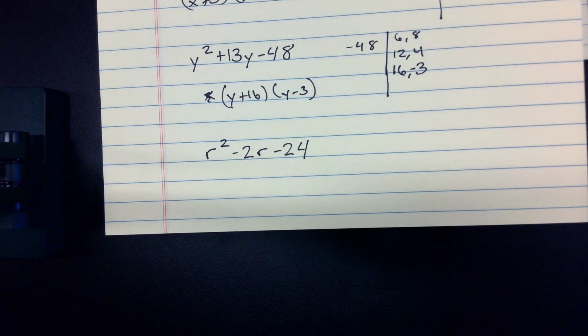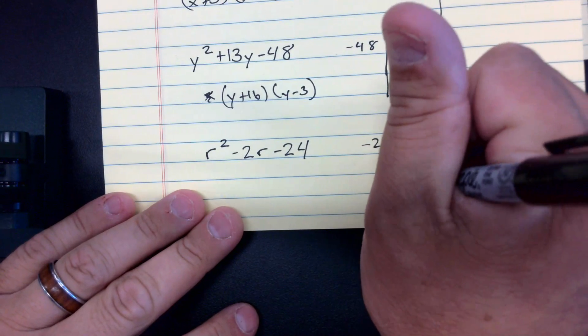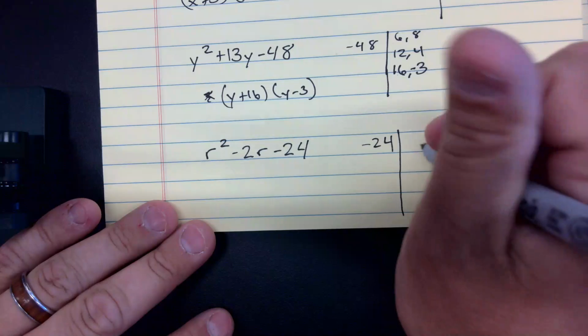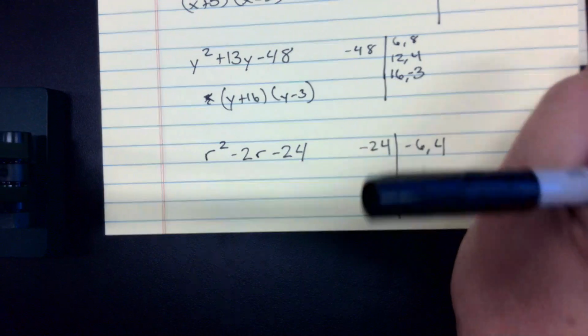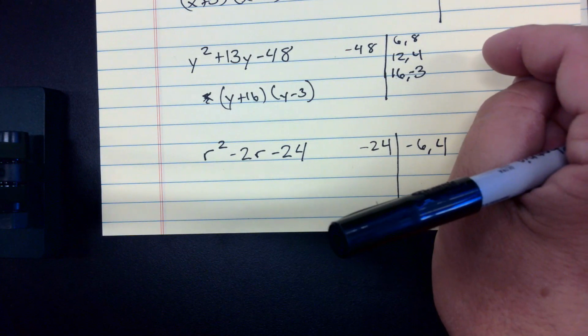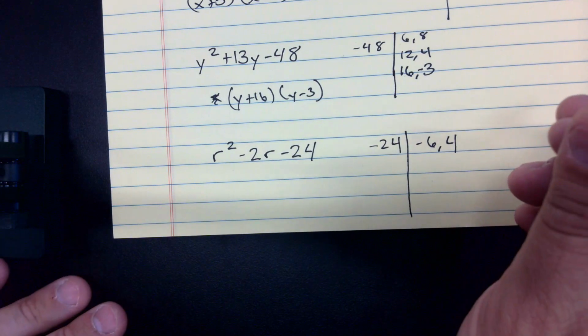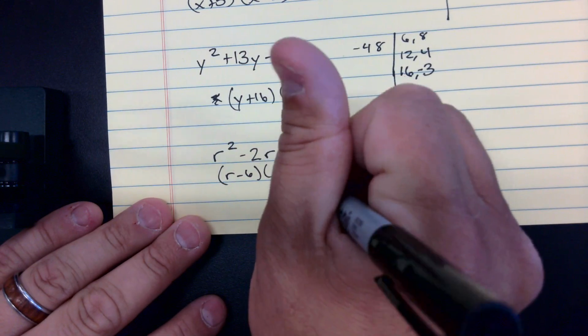Alright, Dan. You ready? Dan, tell me two numbers that multiply together to be negative 24. Holy crap. I would have put $20 on it that he would have either, oh, he cheated off of Maddie. What? Did you? Okay, is he right? Yeah. Yep. So r minus 6 and r plus 4.